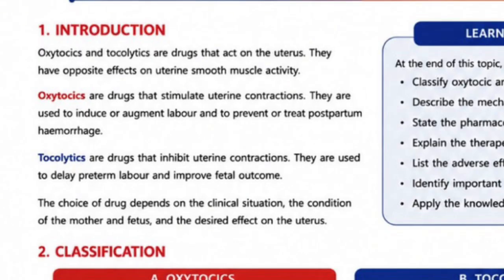But a tocolytic medication is used to prevent labor. You don't want labor. Maybe the pregnancy is 6 or 7 weeks, and there is induction, and you don't want it. What happens? You prevent it using tocolytic medication. You don't want the baby to come out preterm, so you use a tocolytic medication. So oxytocic induce, tocolytic inhibit. And you choose the drug based on the clinical situation happening at that point in time.